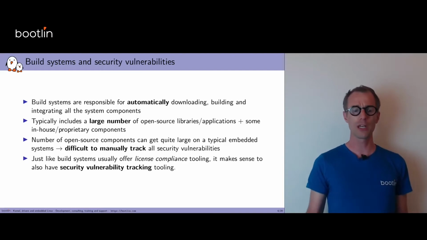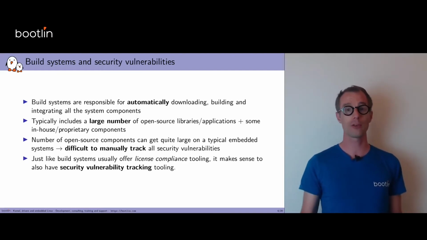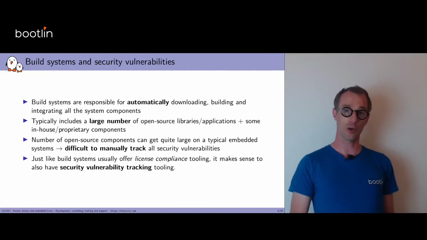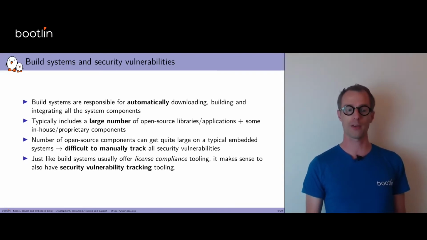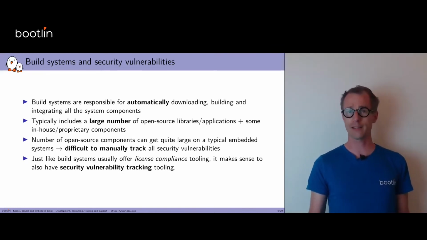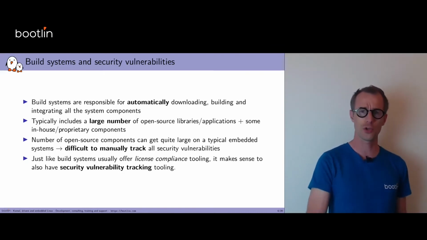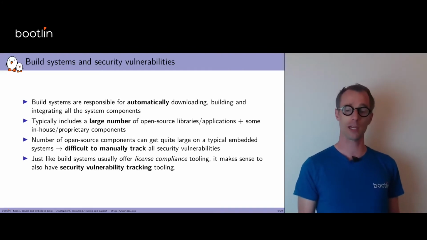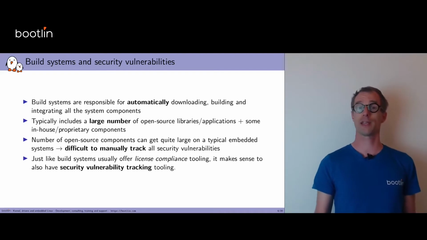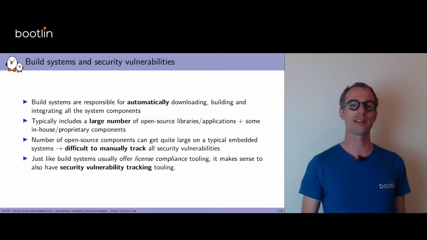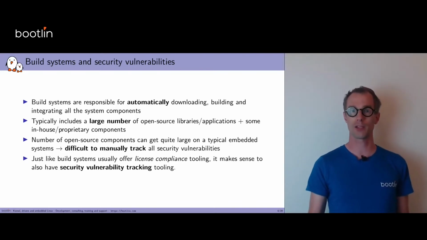So it has become really difficult, if not impossible, to manually track all the security vulnerabilities that can affect the software components that you integrate in your embedded Linux systems. Just like build systems typically offer license compliance tooling that allows you to ensure that you comply with the open source licenses of all the software packages that you include, it definitely makes a lot of sense to also have tooling to help tracking the security vulnerabilities that might affect some of the software packages that you're using.